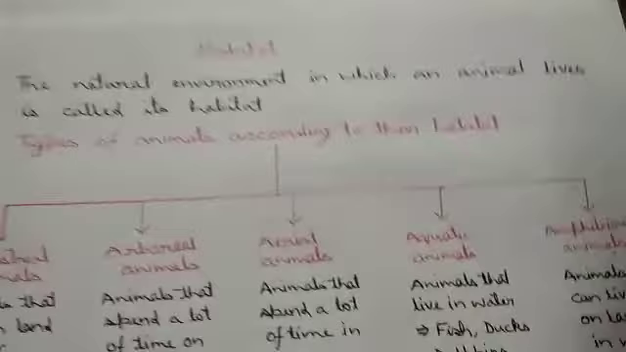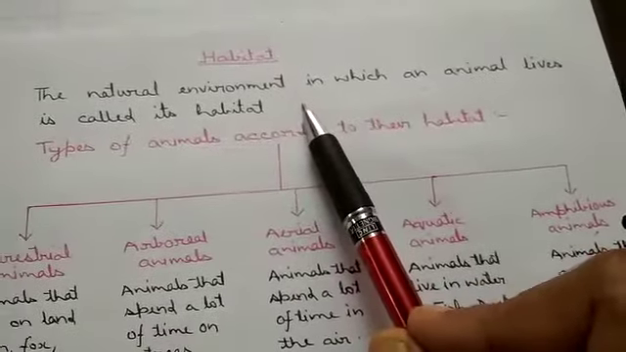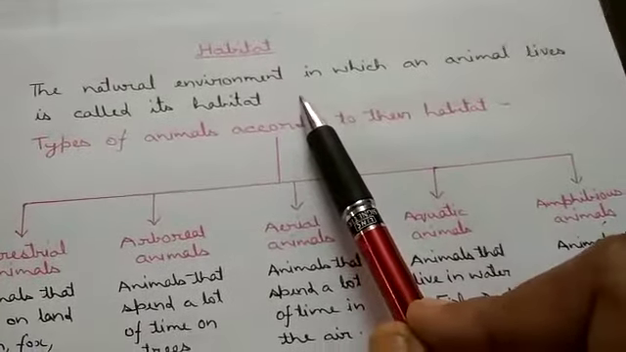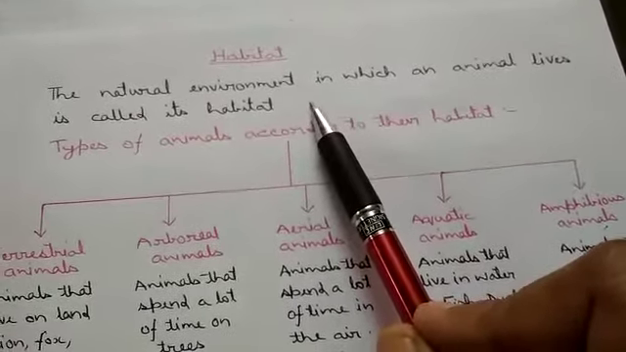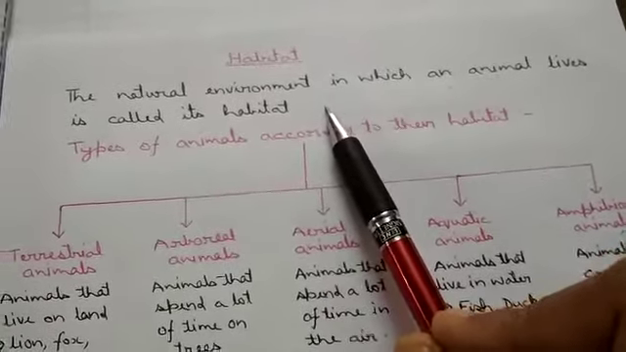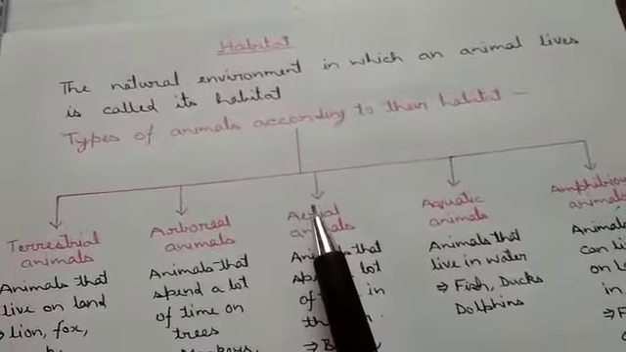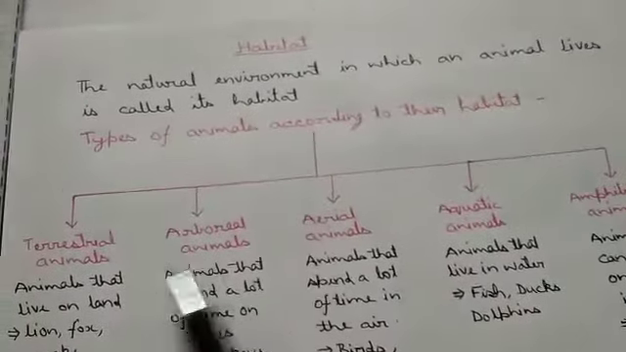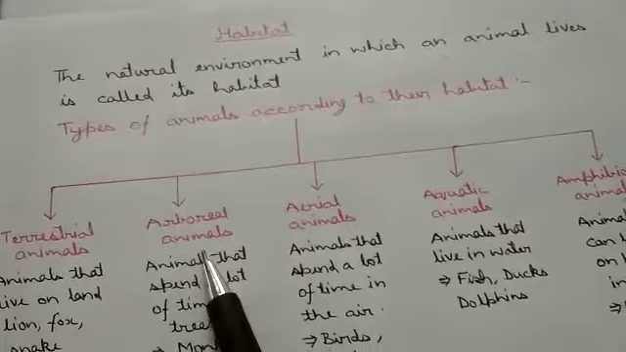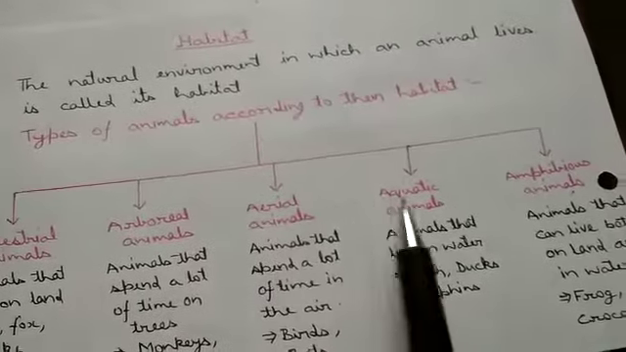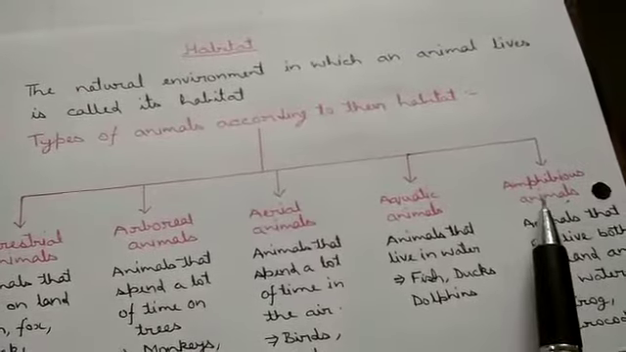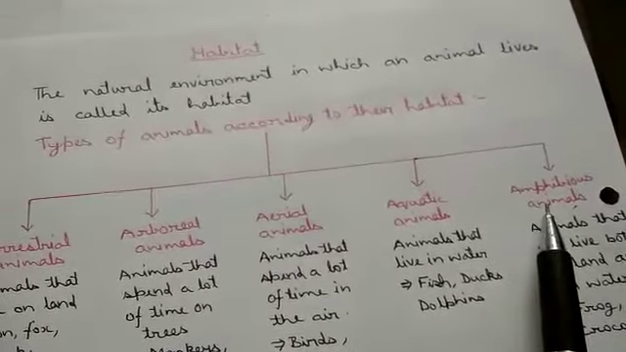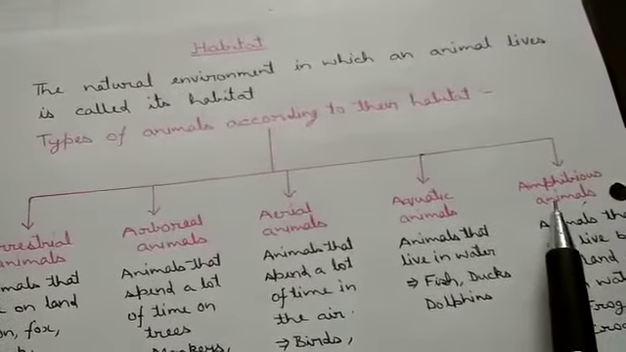Now we have studied what is habitat. Habitat is the natural environment in which an animal lives. You can also say that habitat is the dwelling place of an animal. According to the habitat, we have divided animals into 5 types: terrestrial animals, arboreal animals, aerial animals, aquatic animals and amphibious animals. So according to habitat, how many types of animals are there? There are 5 types of animals.